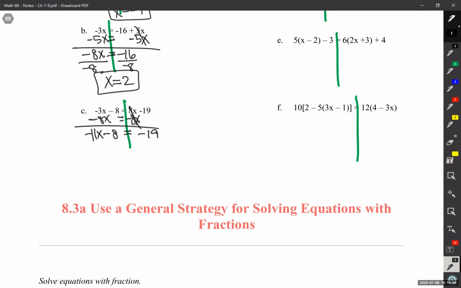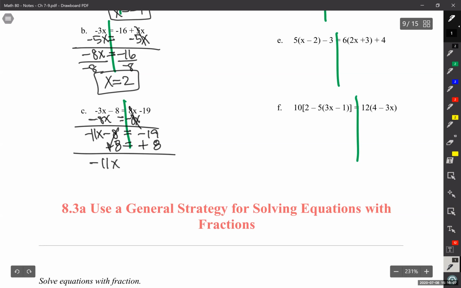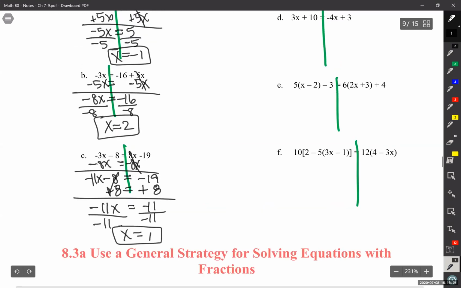If you did a different first step than me, if you added the 8 first, or you added the 19, or you did something different, that's fine as long as you end up with the same answer at the end. Okay, now that I made the choice to put the letters on the left, I have to put the numbers on the other side, on the right. I'm going to add 8. I have negative 11x on the left. I have negative 11 on the right. And so to finish up this problem, I have x equals 1. All right, that's it.